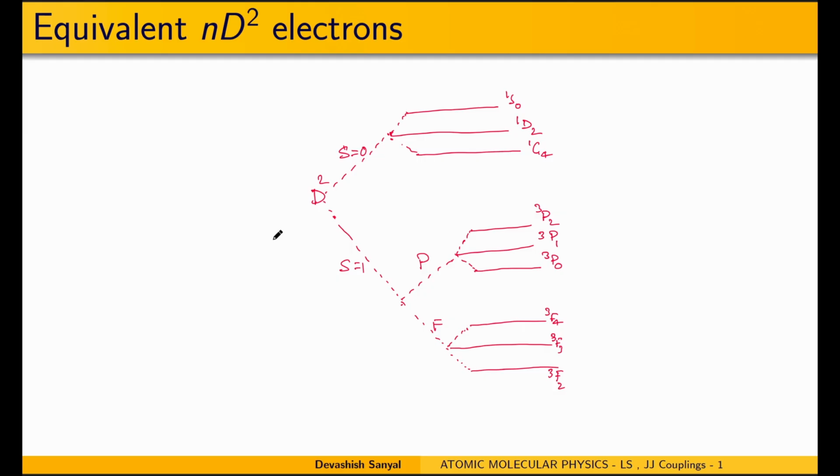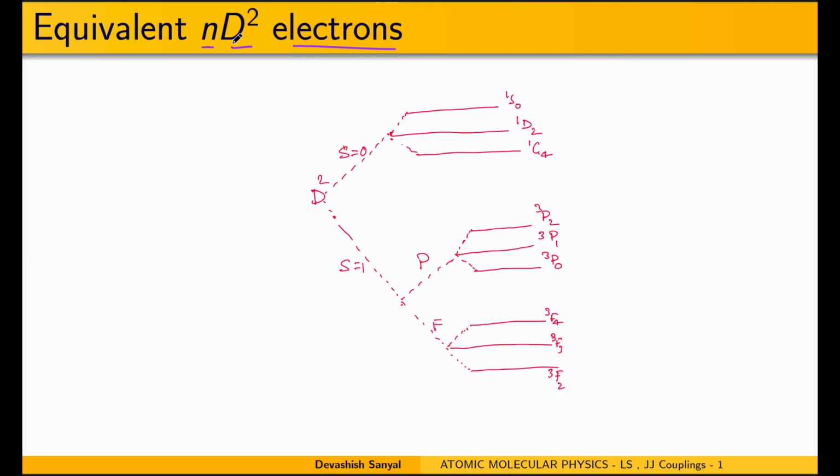Next, we can advance it further. We can go to nd2 electrons. This is also an equivalent case. The principal quantum number is the same, and the orbital quantum number is L equal to 2 for the 2 electrons. Here also we have to be careful not to violate Pauli's exclusion principle. This case is very similar to np2 electrons, but we will not do it in detail here.